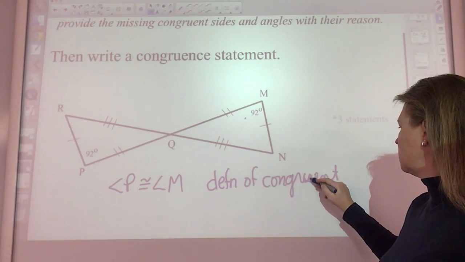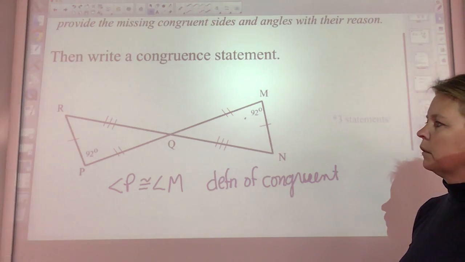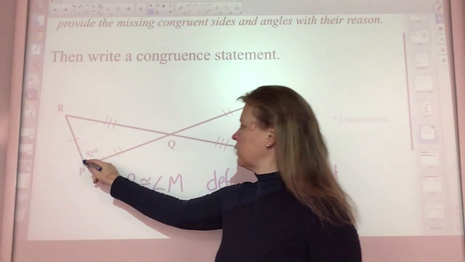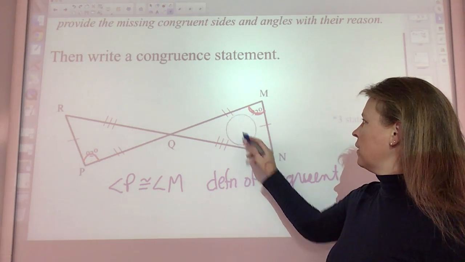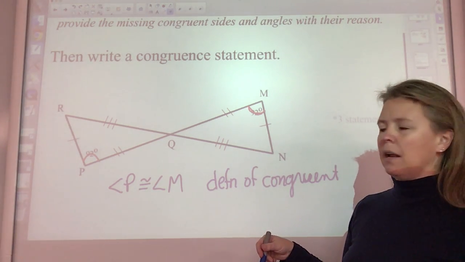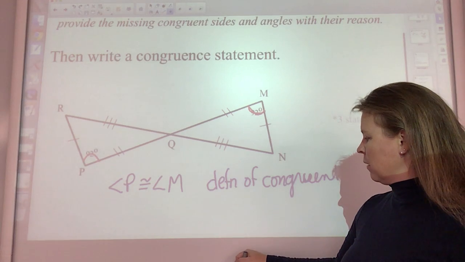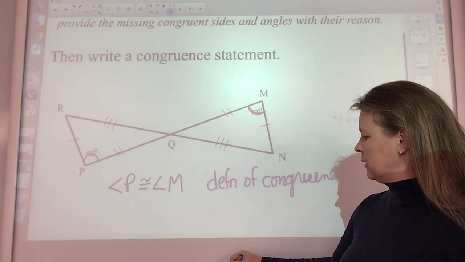That's a U. Spell it right. Definition of congruent. Now you can put in your single arc marks. Did we have to do that angle first? Didn't have to, but it was kind of the most obvious one. Now we got to work with this angle in the middle, this angle in the middle here.